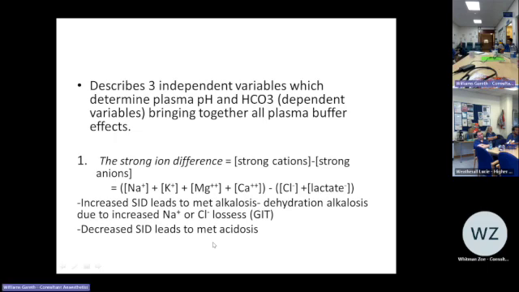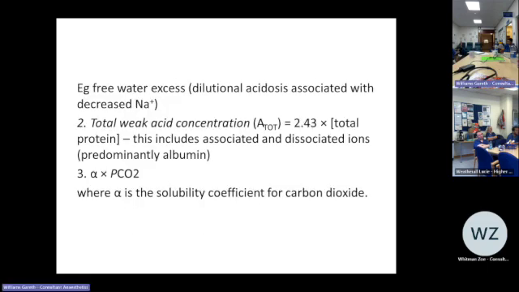He then calculates something called the total weak acid concentration, which looks at all the impact of proteins. It's predominantly albumin in the equations, as I understand it. Albumin concentration, you factor that in, and then it includes CO2 as well in the equation. So it's more of a whole physico-chemical approach to pH analysis. The problem with it is it doesn't really work at the bedside. It is too complicated.